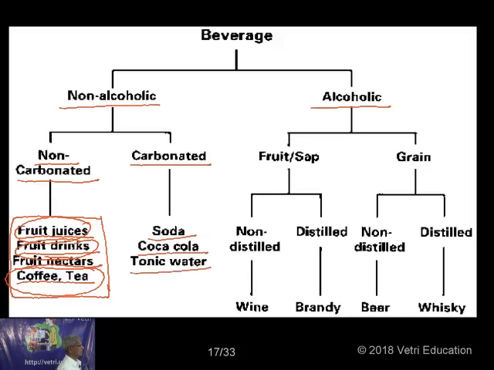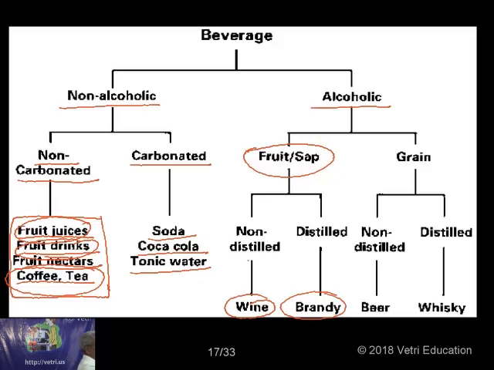So these are all coming under the category of carbonated but non-alcoholic beverages. When you come to the alcoholic beverages, mostly they are produced with the help of very strong microbes. You take the fruit or the sap, and then you make different products. Non-distilled, you get wine; distilled, you get brandy.